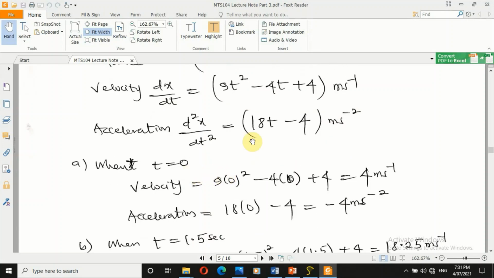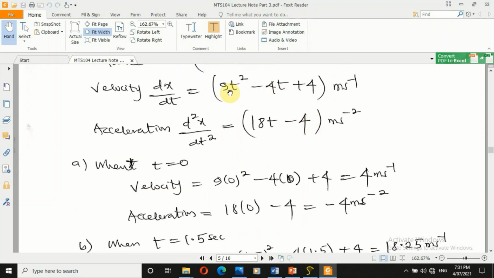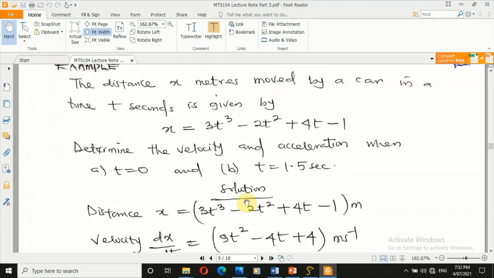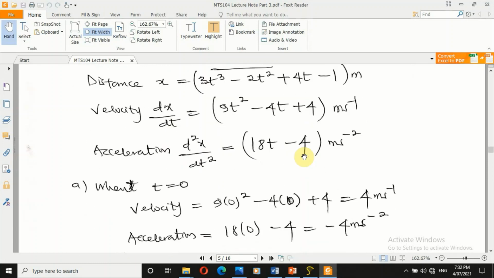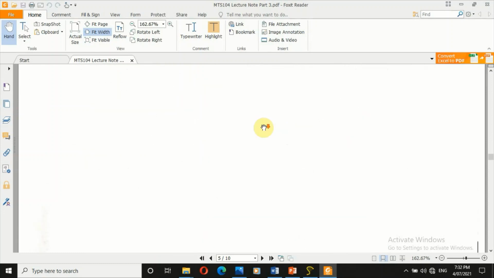Now, when t is 0, you put t in the velocity and evaluate. You see that here you have 4. For the acceleration, you put t here and you have minus 4 meters per second squared. Now, let me ask you this question. Can we use Newton's law of motion to solve a problem like this? No, because the acceleration changes with time. We can't. So that is how to solve that.